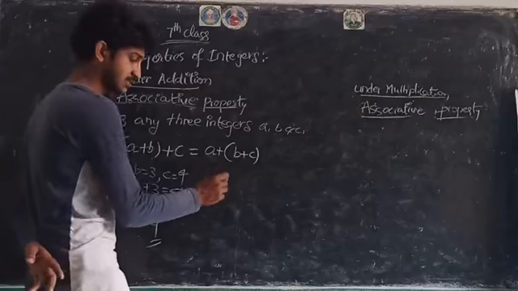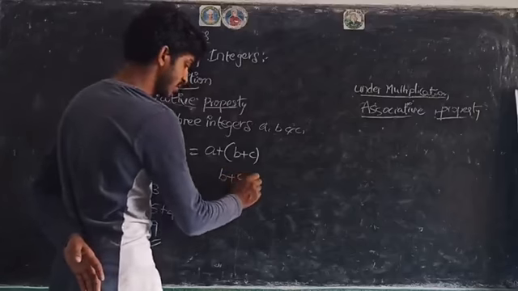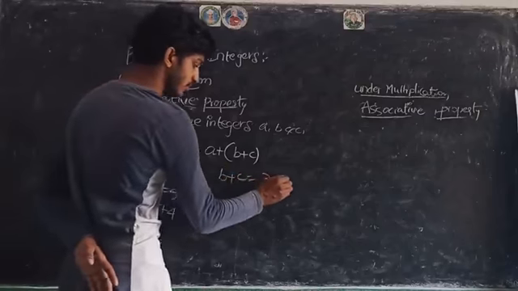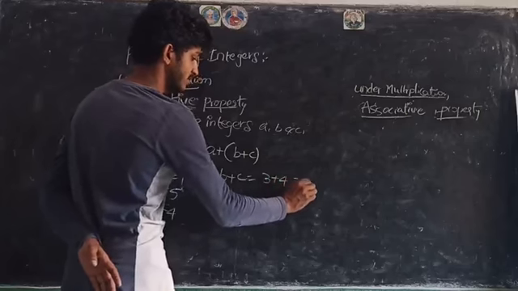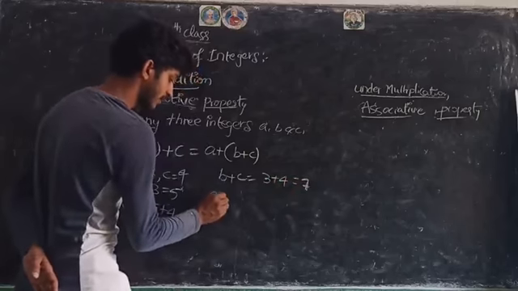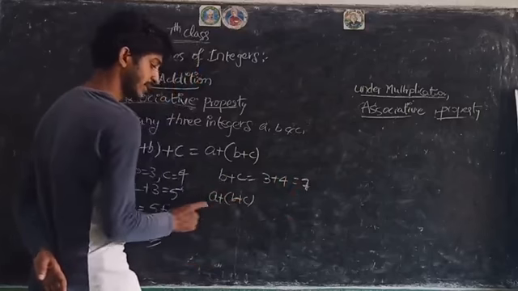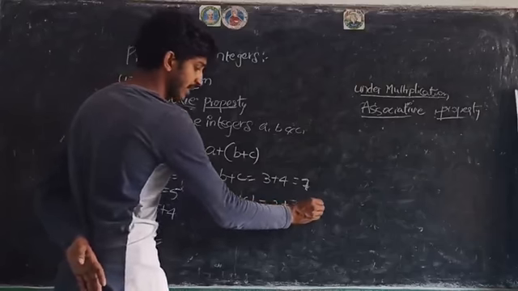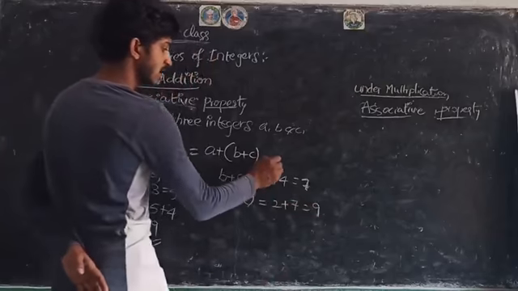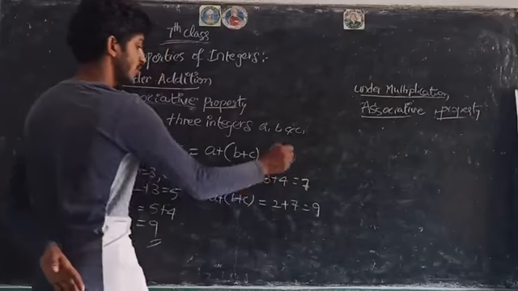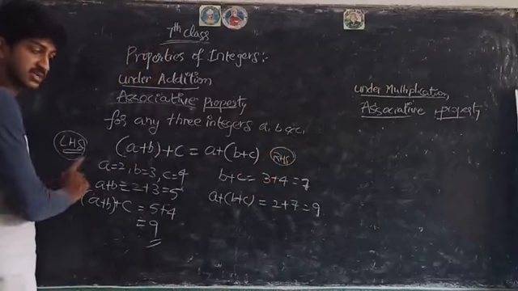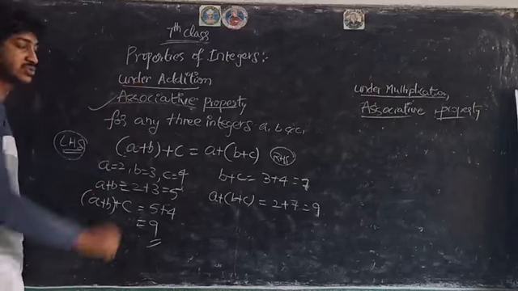Now I am doing the right hand side. First I am doing b plus c. What is b here? 3 and c is 4. 3 plus 4 is 7. Now I am adding b plus c to a. What is a here? 2, and b plus c is equal to 7. I am getting 9 as the answer. This is RHS, right hand side. So left hand side is equal to right hand side. Both the answers are equal, so it satisfies the associative property.